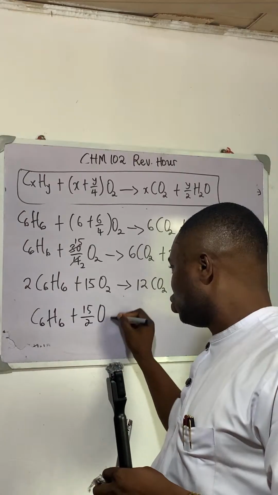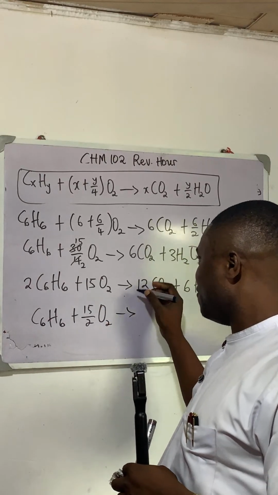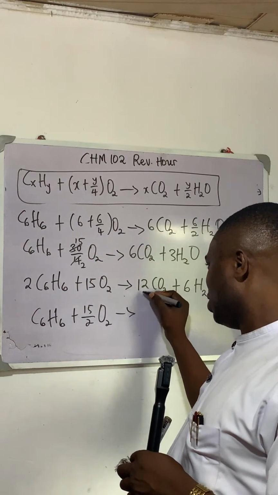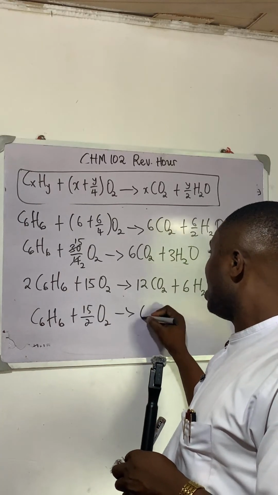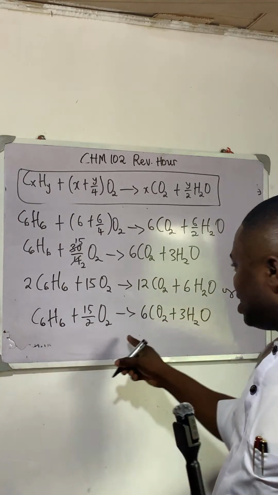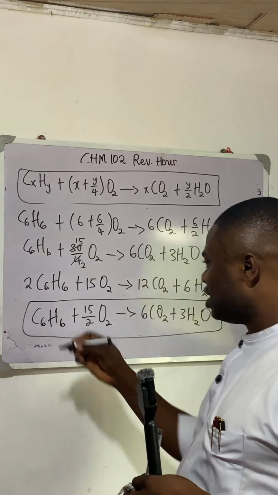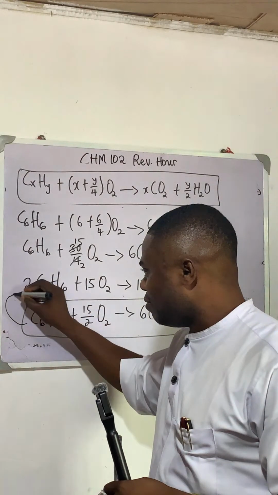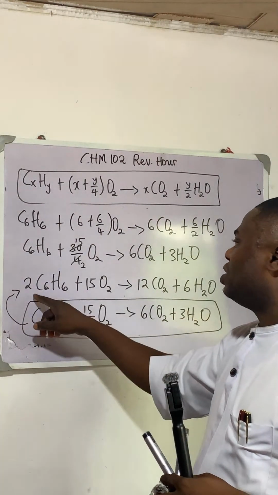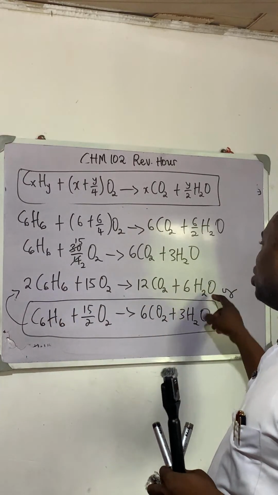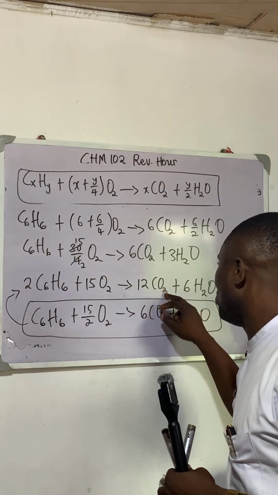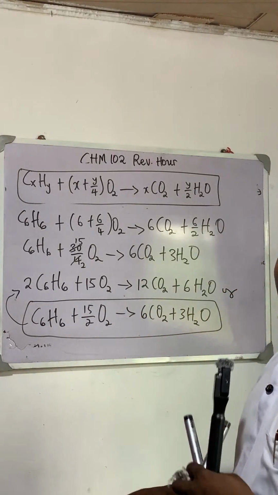It's either we use this or I can still leave it at that: C6H6 plus 15 over 2 O2, giving us, normally I'm supposed to reduce this, 6CO2 plus 3H2O. So I can still leave it at this. It's also a balanced equation, but I decided to convert it to this one from here. So you see 12 carbon is also 12 carbon here. 12 hydrogen, 6 times 2, 12 hydrogen. 30 oxygen, 15 times 2 is 30. Now 12 times 2, 24, plus 6, 30.